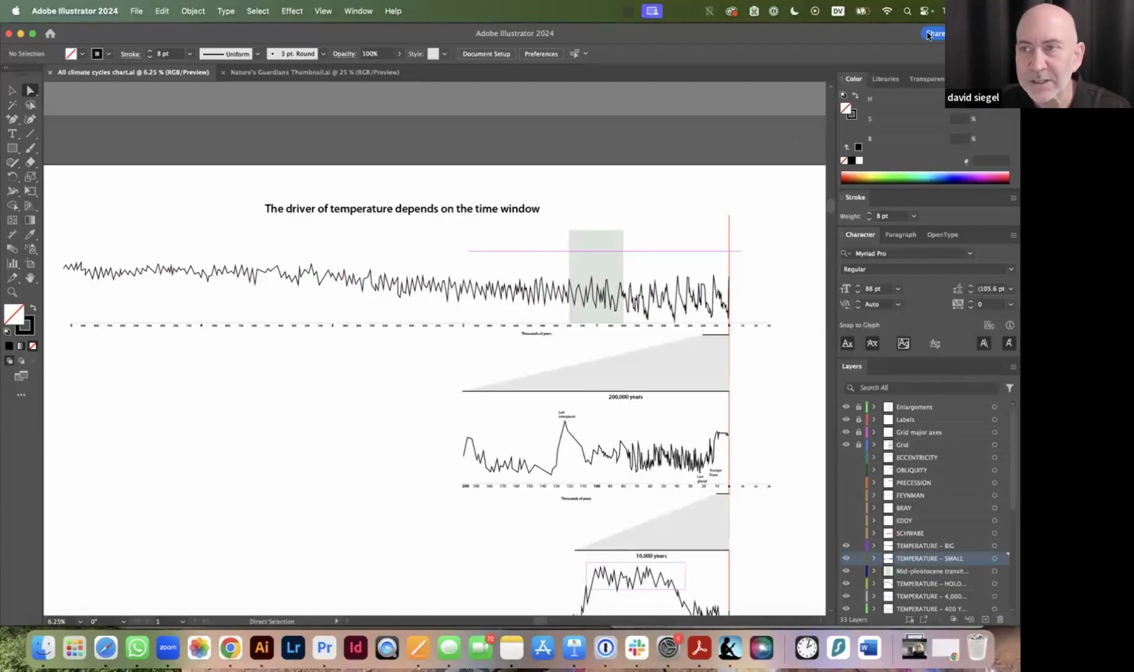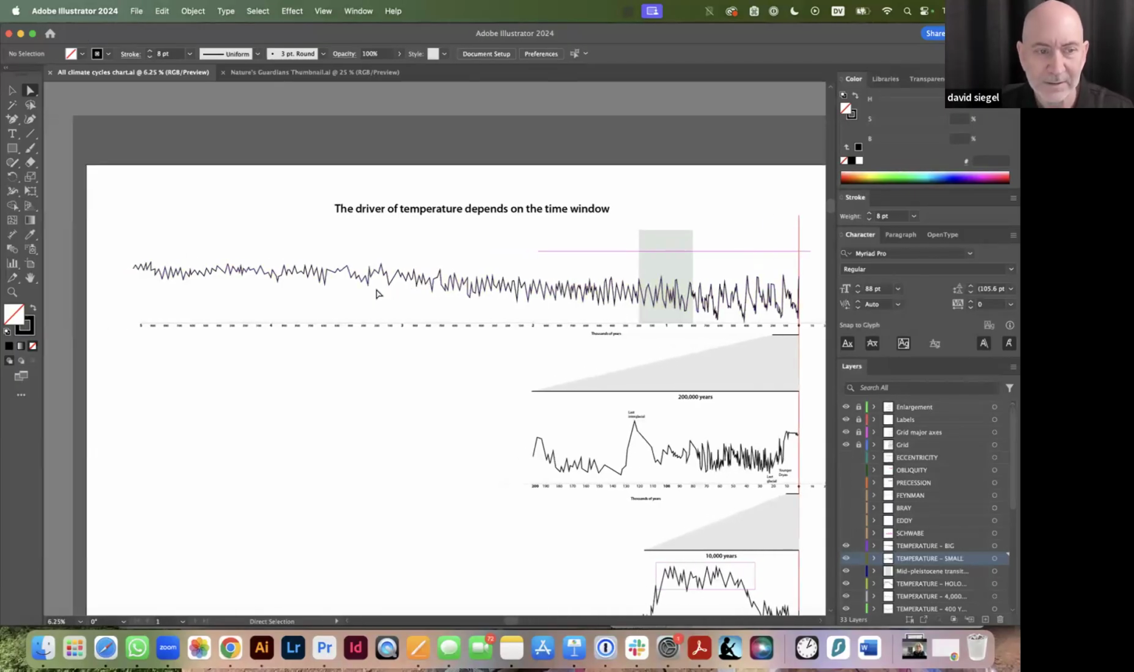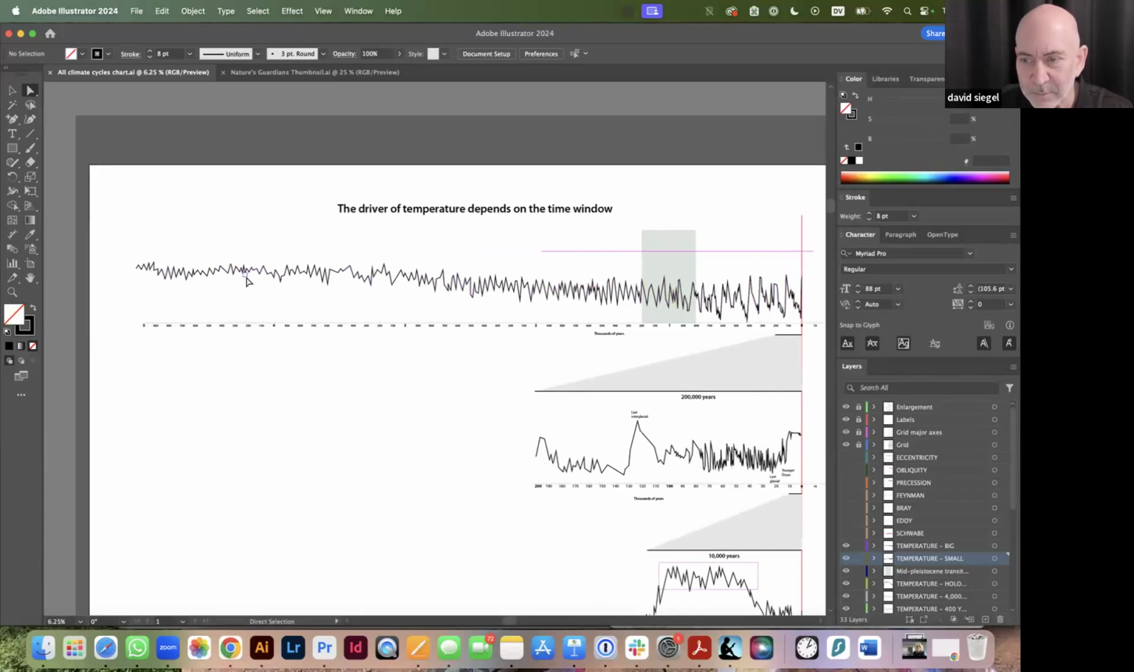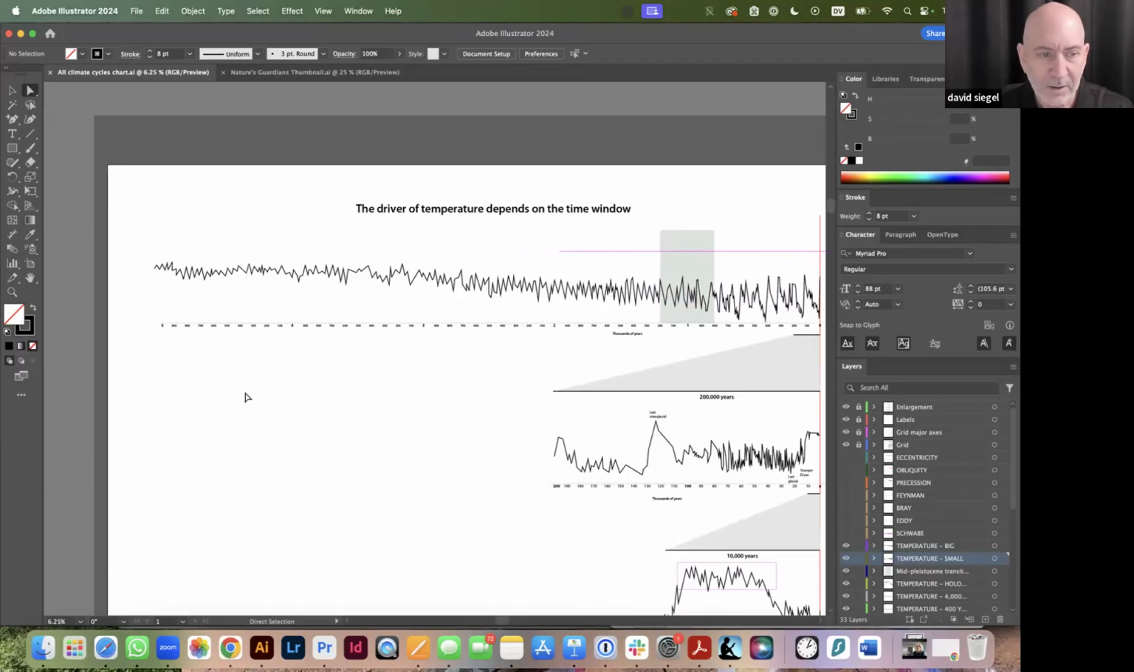And the key here is that the driver of temperature depends on the time window, on the length of time you're looking at. So here's 5 million years. And the first thing we notice is that temperatures have gone down a little bit over the last 5 million years.